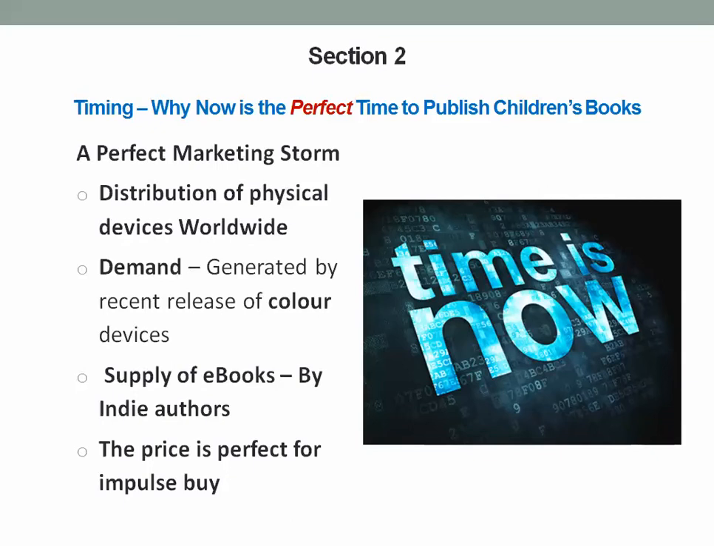And then the price is perfect because it's a perfect impulse buy, because the costs are very minimal. Either there's no cost or very minimal cost for creating books and putting them online, certainly no cost for putting them online, and then the actual distribution cost is minor. It's a few cents for actually deliverability. So compared to offline, the price is great, the price is low, and it's an impulse buy. So perfect marketing storm. Now is the time to get going.